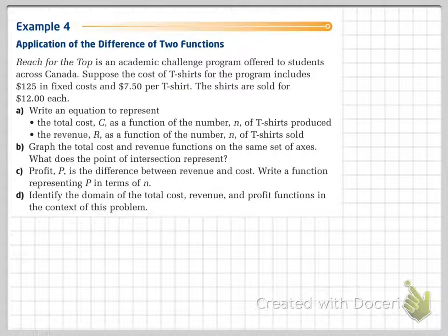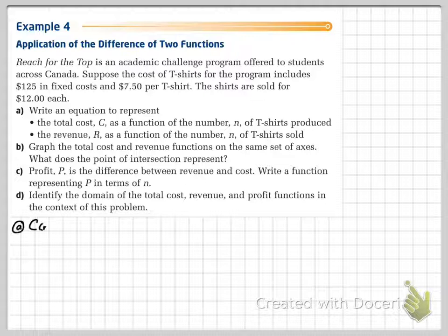In example 4, we have a problem. Reach for the Top is an academic challenge program offered to students across Canada. Suppose the cost of t-shirts for the program includes $125 in fixed costs and $7.50 per t-shirt. T-shirts are sold for $12 each. Write an equation to represent the total cost C as a function of the number n of t-shirts produced, and write an equation to represent the revenue R as a function of the number n of t-shirts sold.